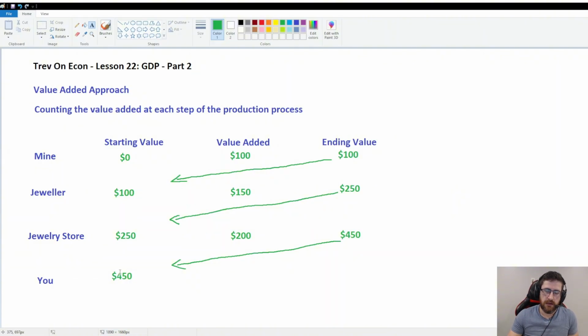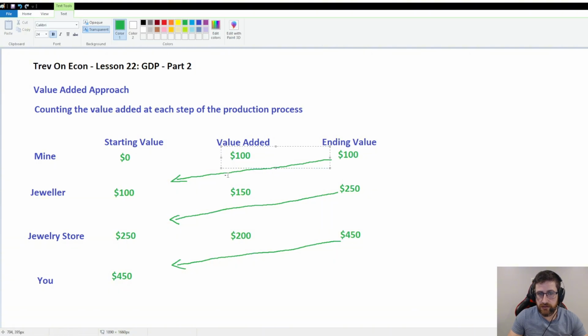Cool. Well, one of the neat things here is that if you look at the value added at each step, hence the name value added approach, right? If I take 100 plus 150 plus 200, I have added $450 of value, right? Well, it just so happens the price that the customer pays is $450. And this is why the value added approach works. It basically tells you the components that make up the final price.